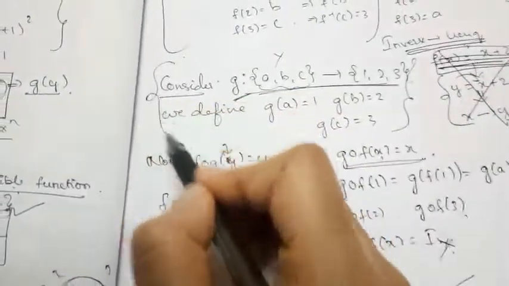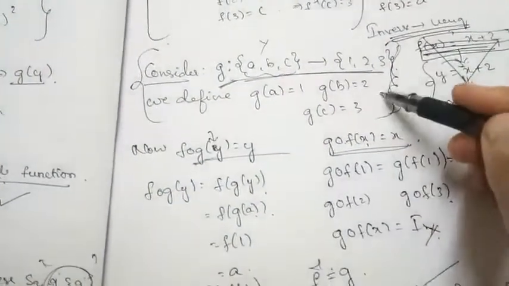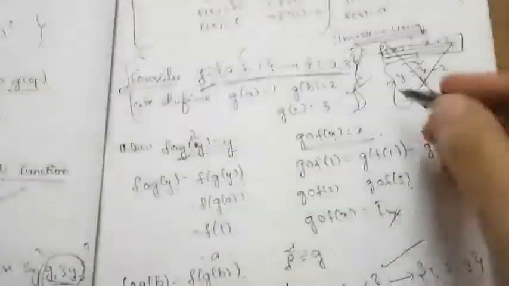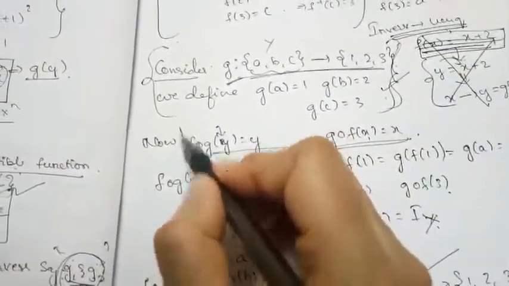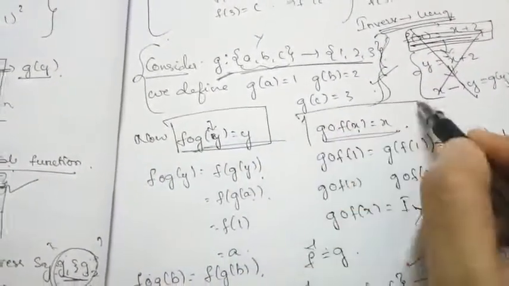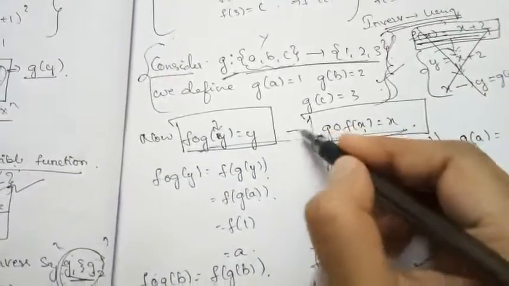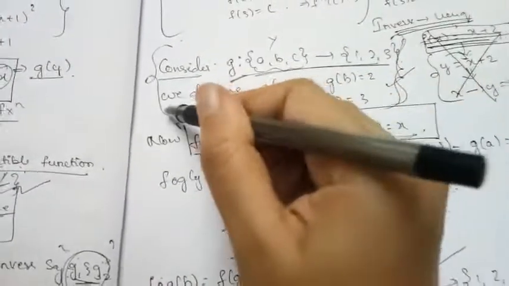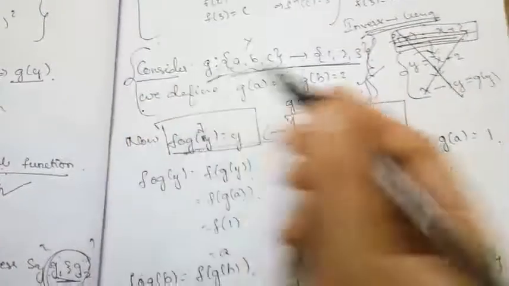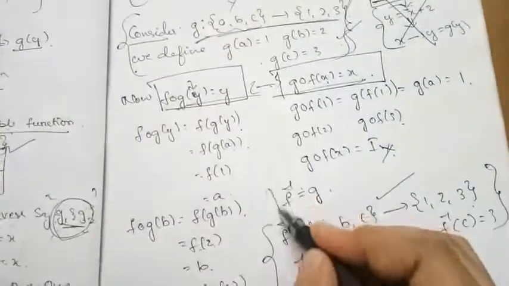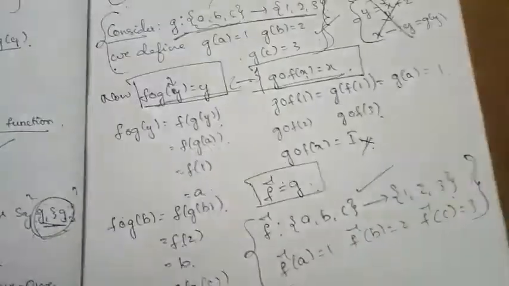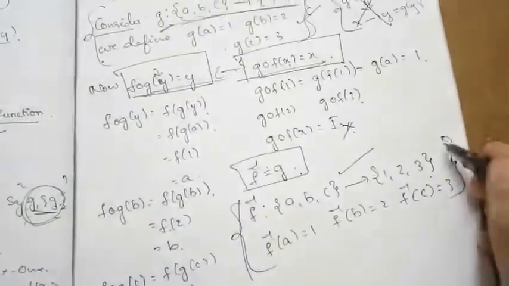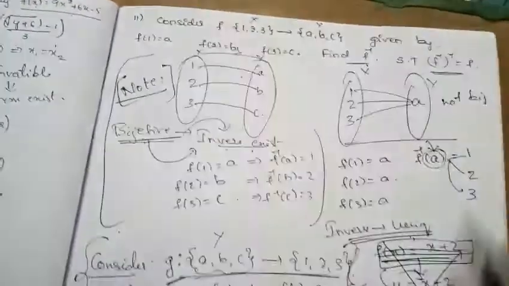In the beginning we only considered the function g and we only defined one function. With respect to that function, we have proved these two concepts. So after proving these two concepts, we are saying the function which we defined earlier is the inverse of that given function, that is, the f inverse of the given function.